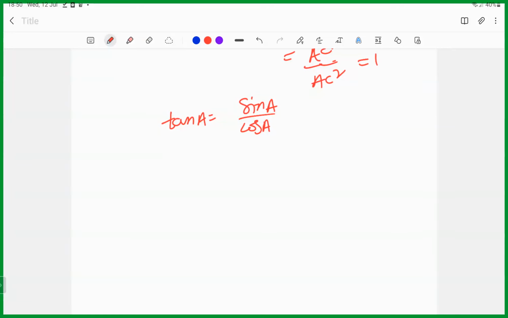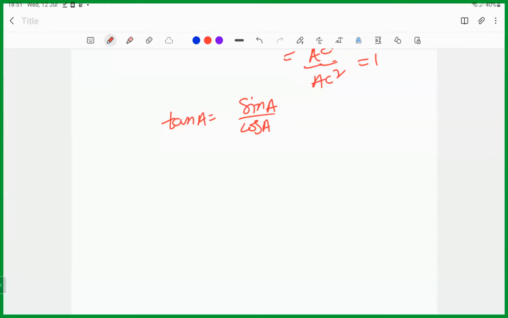Just help him, hurry. What he's doing, is that right? Sin A, cos A. First find out sin A and then cos A and then divide them. Then that will be equal to tan A. Got it? Hurry. Which is equal to tan A, right? So sin A by cos A equal to tan A.